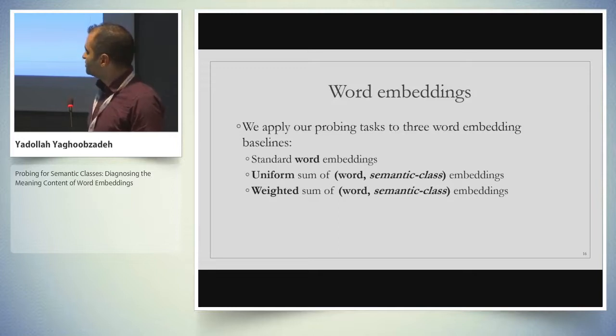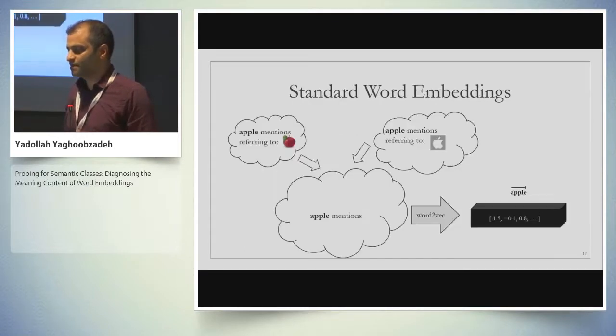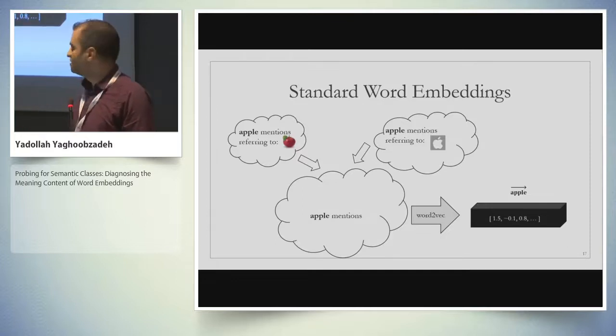So to do our analysis, we tested 3 different word embedding baselines. The first is the standard word embeddings, and the second and third are based on class-specific meaning, or class-specific embeddings of words. Okay, so the standard embedding is simple. Basically, we have these mentions of Apple, we run word2vec, and we get an embedding for Apple, right?